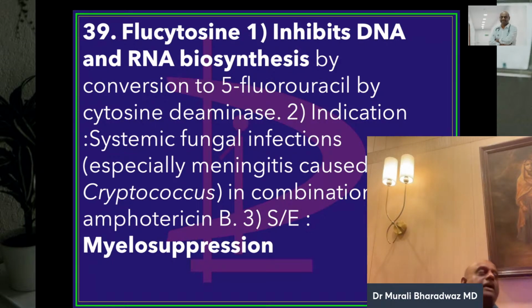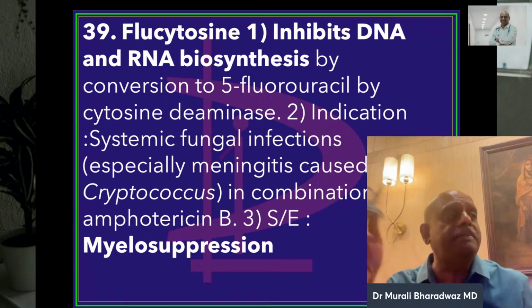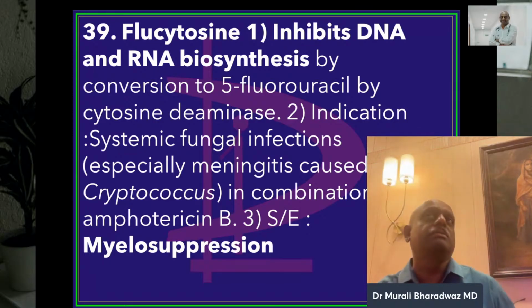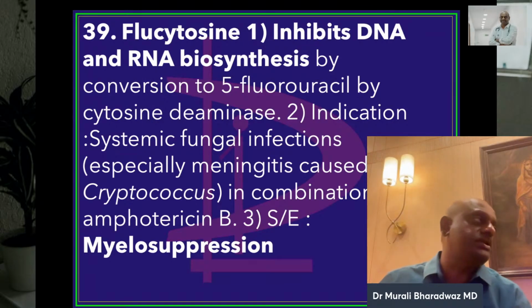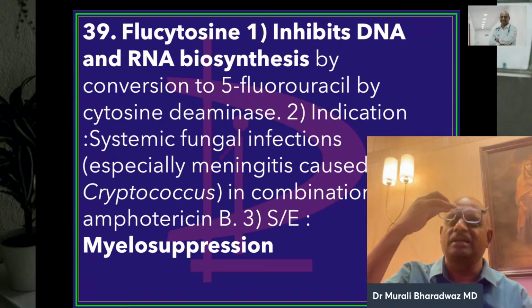The fungus thinks the drug is uracil, but it is actually fluorouracil. Competitive inhibition. So flucytosine becomes 5-fluorouracil, which becomes an inhibitor of DNA and RNA biosynthesis in the fungus.